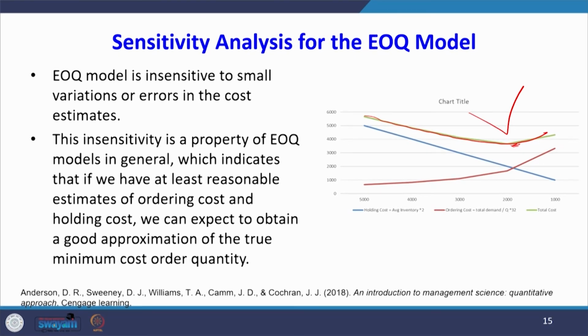The EOQ model is insensitive to small variations or errors in the cost estimate. This insensitivity is a property of EOQ models in general, which indicates that if you have at least reasonable estimates of ordering cost and holding cost, we can expect to obtain a good approximation of the true minimum cost order quantity. So, we need not bother if there is any fluctuation in the ordering and holding cost.